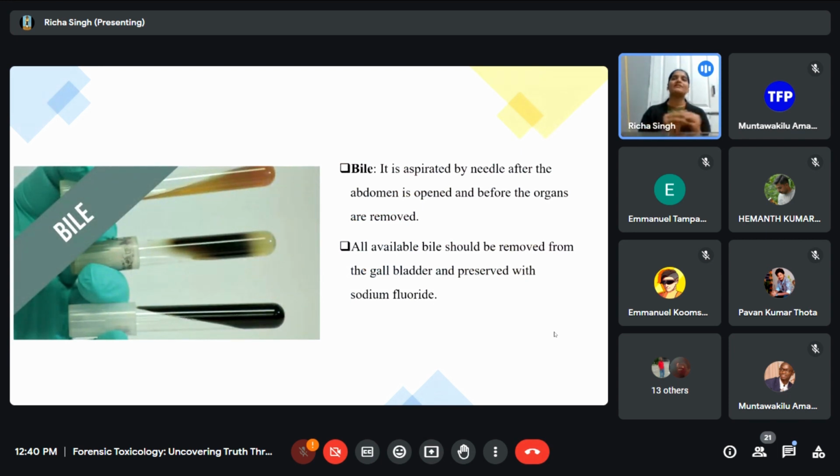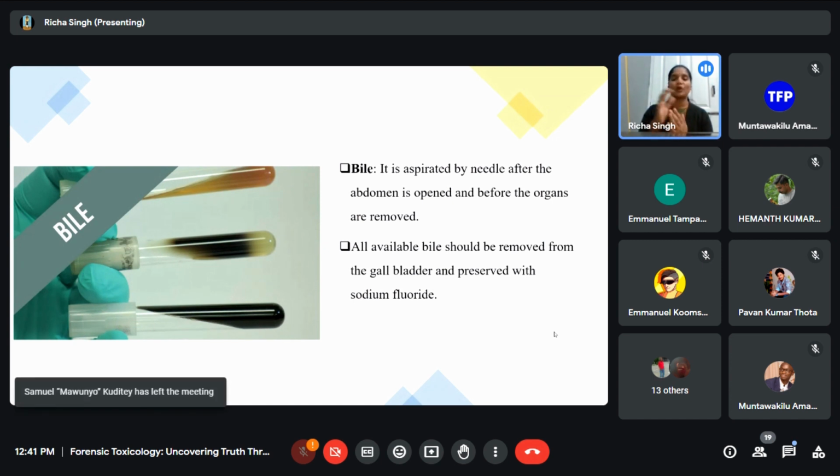Now, moving next, we have bile. Bile, as such, is not collected in all poisoning cases, but in certain cases, if there is a suspected case of cannabinoids or opioids, we usually collect bile. It is aspirated by a needle after the abdomen is opened and before the organs are removed. All available bile should be removed from the gallbladder and preserved with sodium fluoride. It is very helpful for the estimation of different poisons, basically plant poisons, which can be identified with the help of bile. They are then preserved in an amber colored bottle.